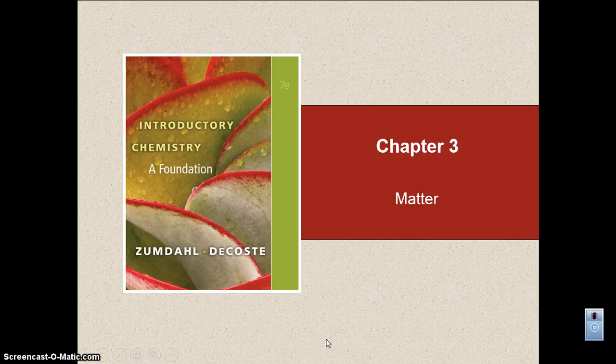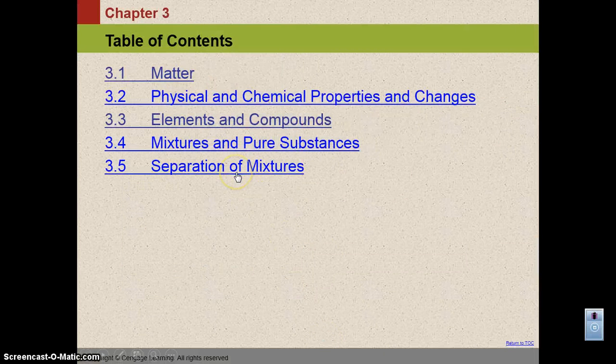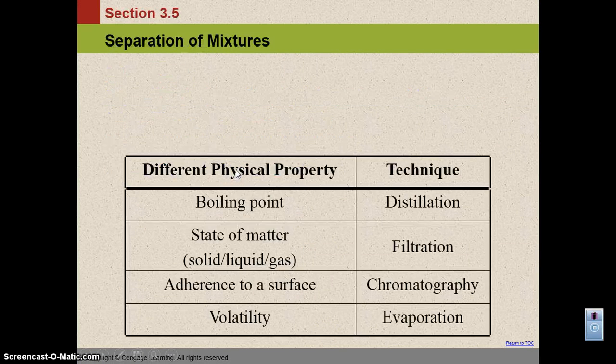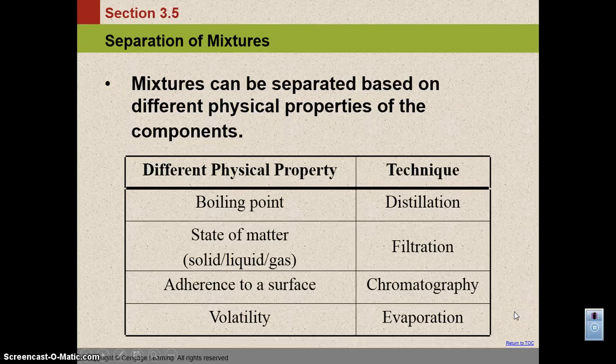The lecture today is going to finish up Chapter 3. We're going to look at the separation of mixtures, and we're going to reinforce this concept in the lab as well. So, separation of mixtures. Mixtures can be separated based on different physical properties of the components.